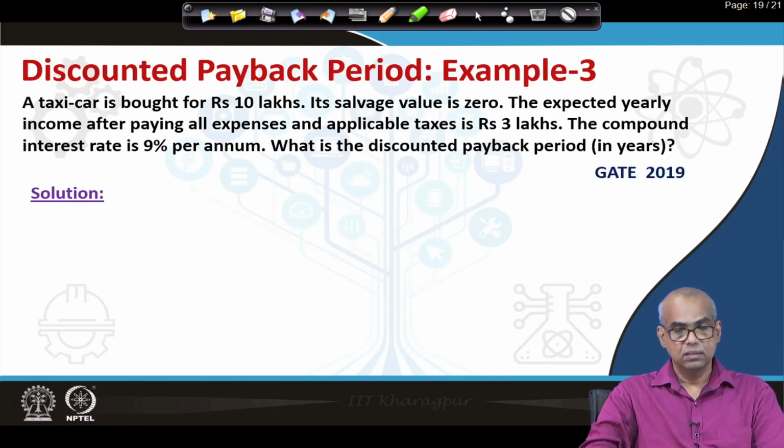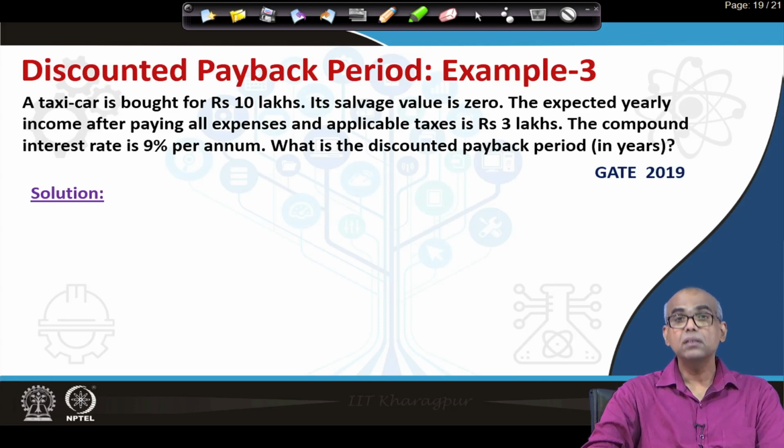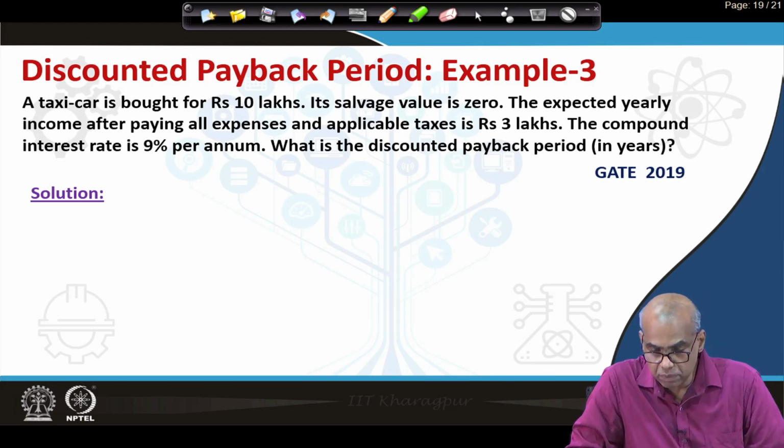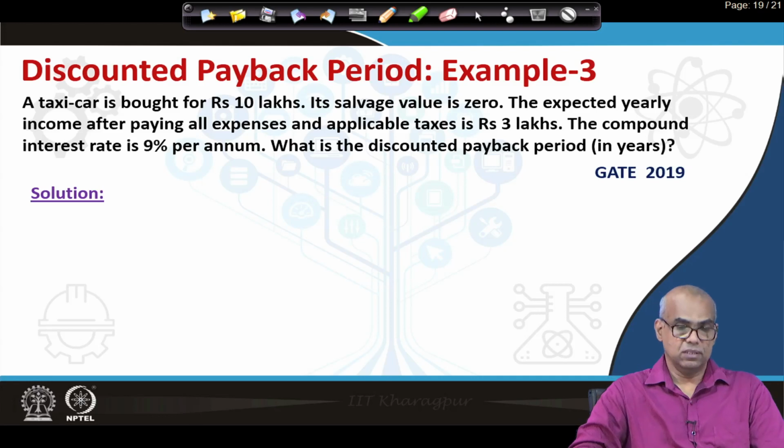So, let us take an example on discounted payback period. A taxi car is bought for rupees 10 lakhs, its salvage value is 0, the expected yearly income after paying all expenses and applicable taxes is rupees 3 lakhs. The compound interest rate is 9% per annum. What is the discounted payback period in years?